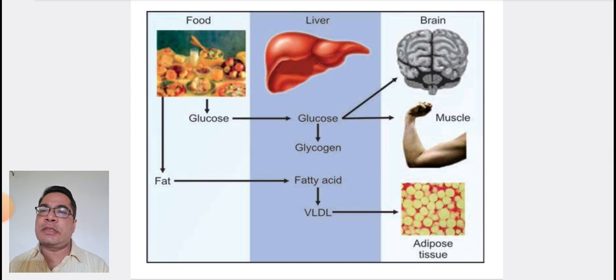In this diagram, we can see that in the fed state, muscle and brain both use glucose as a source of energy.